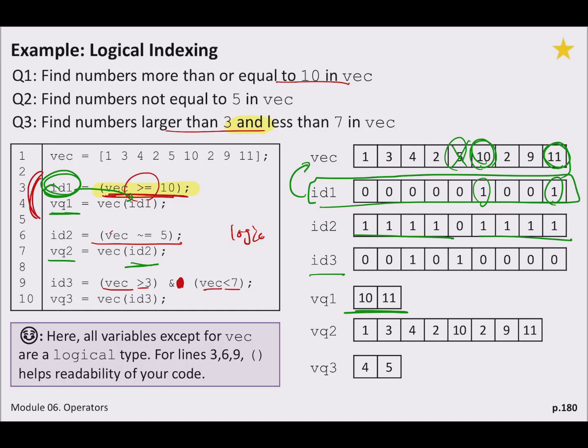Okay, can you get this idea? This is the way we can find or extract the numbers that satisfy this condition. It's pretty simple, right? So please compare this solution with the script using the loop and then condition statement in the previous module, then you will see the value of this vectorization.